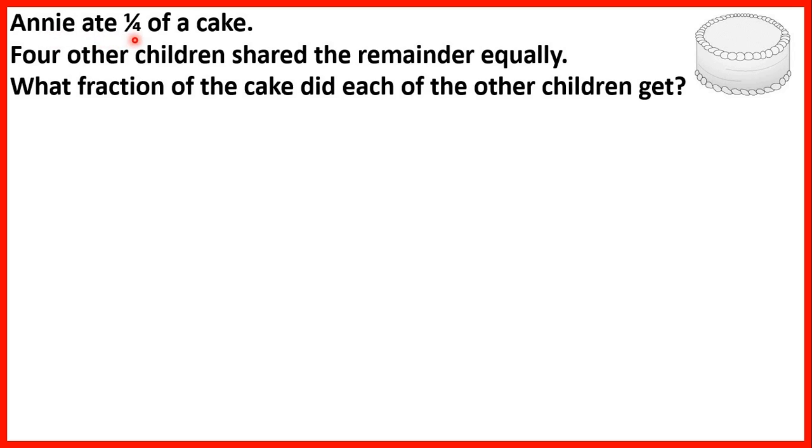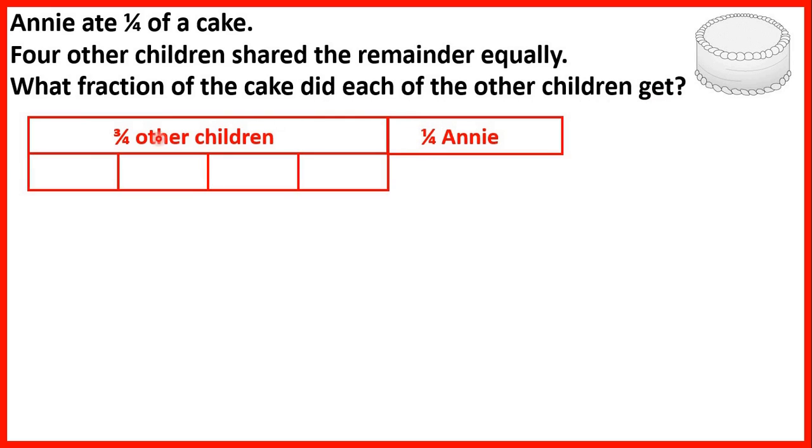Annie ate 1/4 of a cake. 4 other children shared the remainder equally. What fraction of the cake did each of the other children get? So we know that Annie ate 1/4, which means that 3/4 was eaten by the other children. And there were 4 other children, so we can draw 4 bars below. So to find 1 bar, to find the amount eaten by each of the other children, we need to work out 3/4 divided by 4.